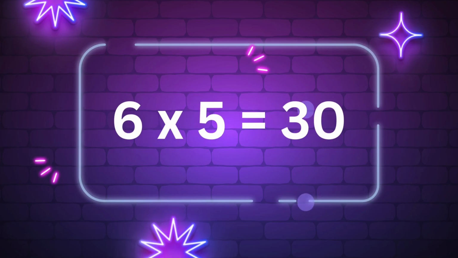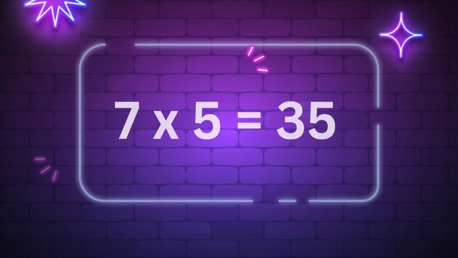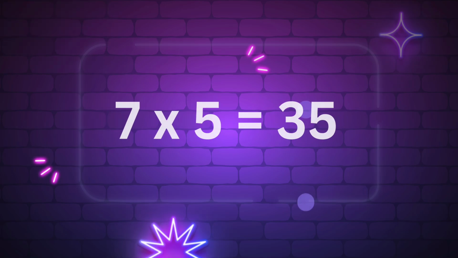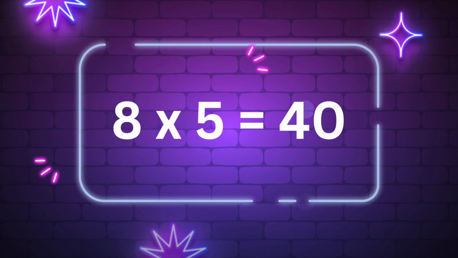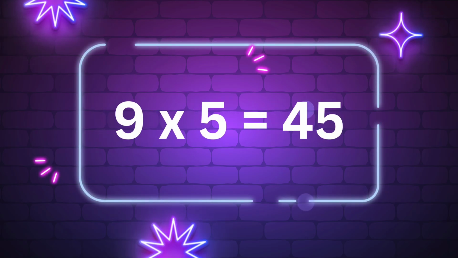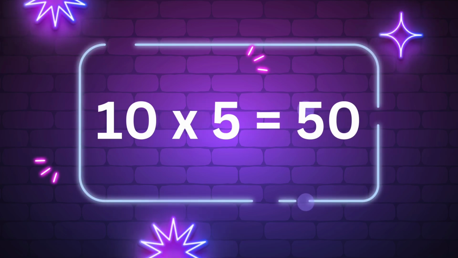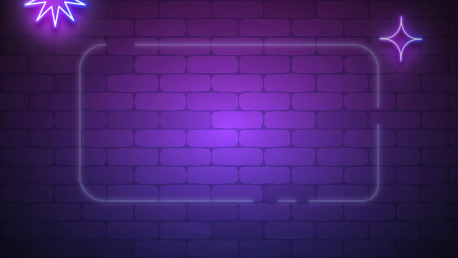6 times 5 is 30. 7 times 5 is 35. 8 times 5 is 40. 9 times 5 is 45. 10 times 5 is 50.